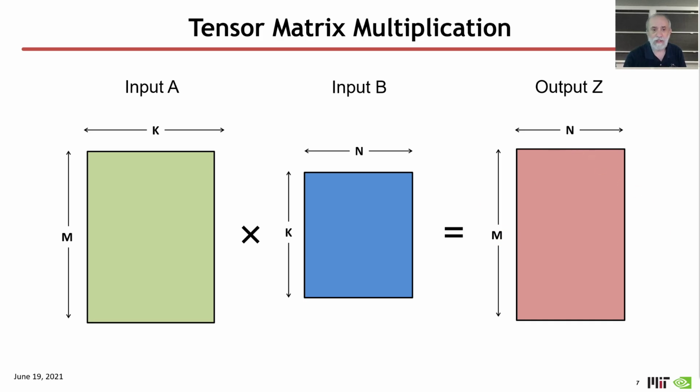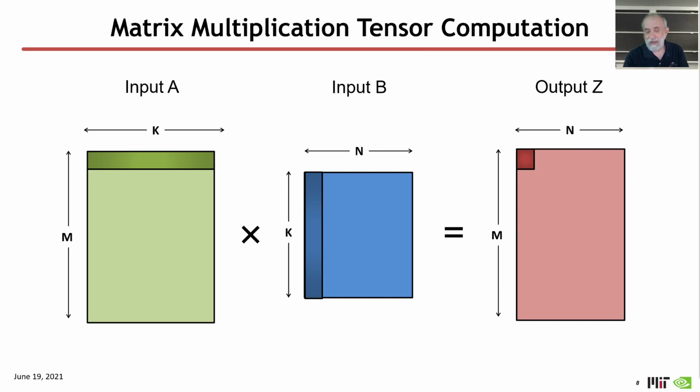And as I'm sure many of you are familiar, an example of the computation is that you take a row of A and a column of B and do a dot product, which means you do an element-wise multiplication of each element in the row of A and the corresponding element in the column of B. You do all those element-wise multiplications, sum the results together, and that generates exactly one output in the output matrix.